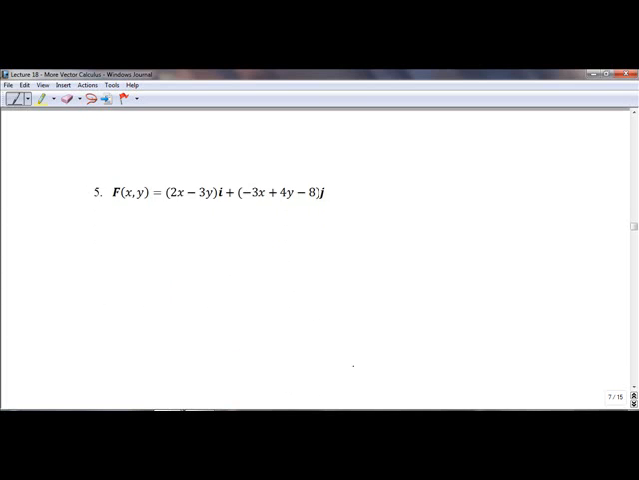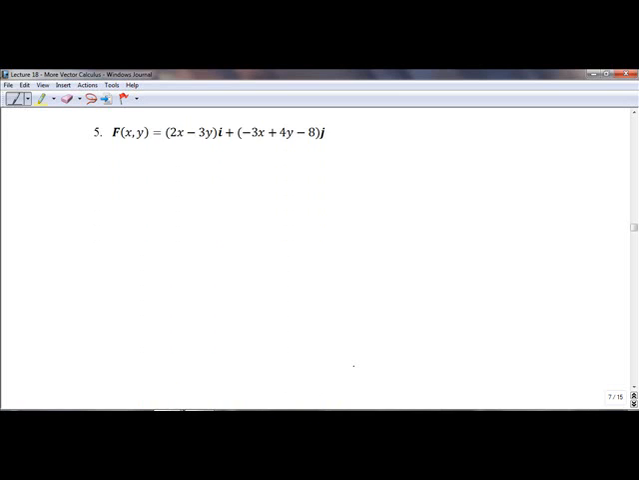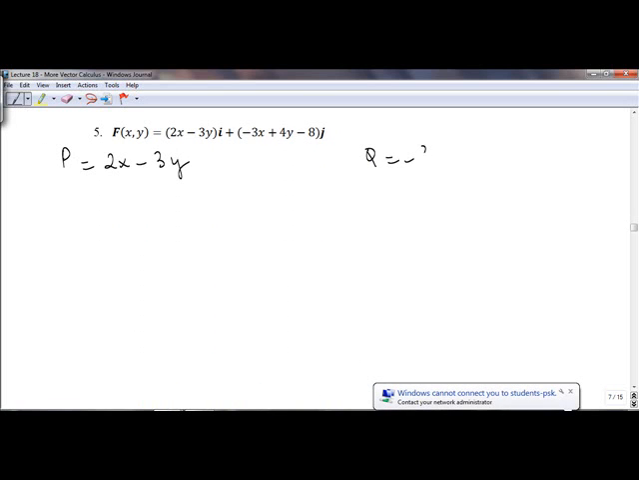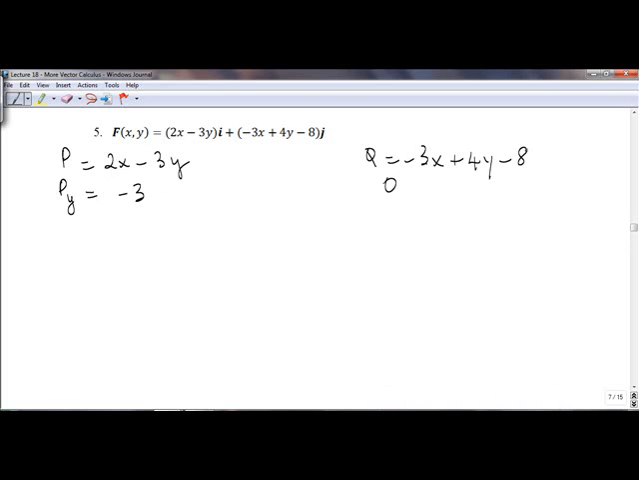Okay. So P is 2x minus 3y. Q is minus 3x plus 4y minus 8. What's the partial of P with respect to y? Negative 3. Partial of Q with respect to x? Minus 3. So conservative.